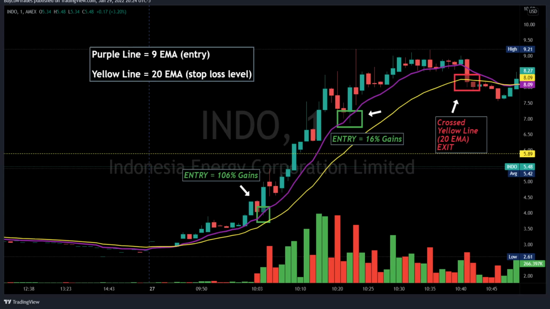When we look at that same stock, ticker INDO, but this time on a 1-minute time frame, we can see the purple line represents our entry, the 9 EMA. The 20 EMA is our stop loss level, which is the yellow line. We can see the purple line provided multiple entries for a great trade before crossing the yellow line. This is a great example of the 9 EMA pullback on a 1-minute chart using the 20 EMA as a stop loss level.